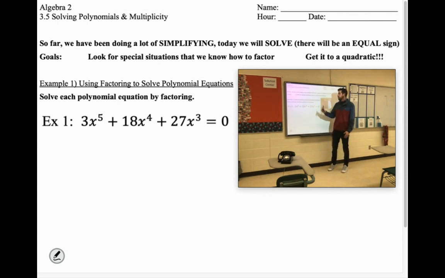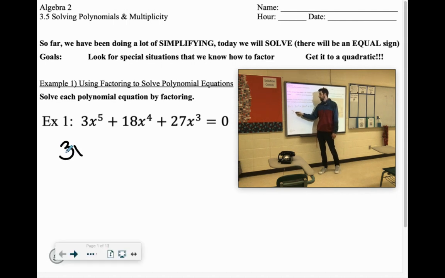Example 1, we're going to solve this by factoring 3x to the 5th, 18x to the 4th, 27x to the 3rd. Always look for a greatest common factor first. All of these are multiples of 3, right? 3, 18, 27. They also all have at least x to the 3rd. So we're going to kick out 3x to the 3rd.